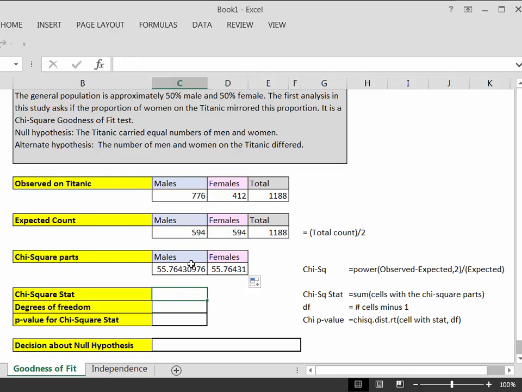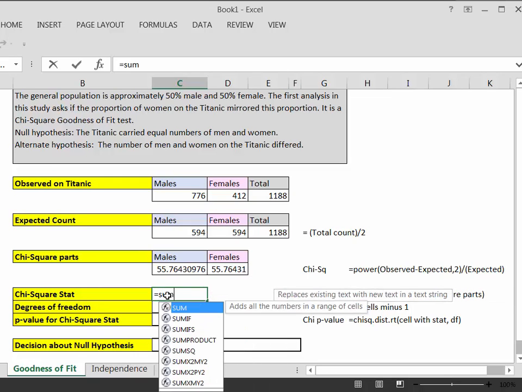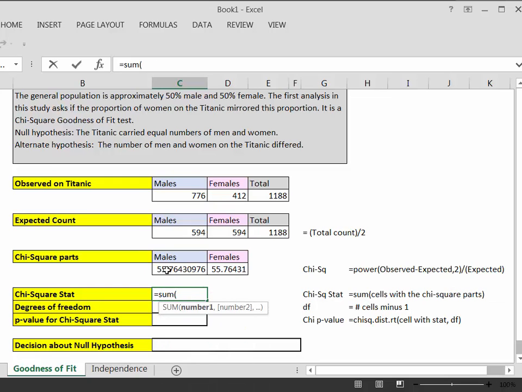So these are the cells that I've computed as part of the chi-square, but my chi-square equation tells me to take these elements and add them together, and the actual chi-square statistic is their sum. So in that cell I'm going to do equal and the word sum and drag over the range that has the component parts in it, close the parentheses, and it gives me my actual chi-square value. I can tell you just looking at it, this is an incredibly large chi-square value.